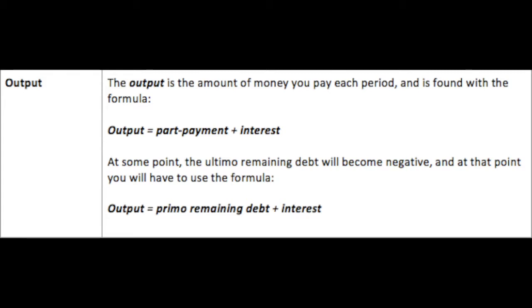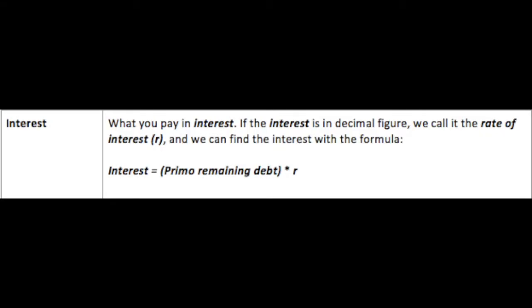At some point, the ultimate remaining debt will become negative, and at that point you will have to use the formula output equals primary remaining debt plus interest. Interest is what you pay in interest. If the interest is a decimal figure, then we call it the rate of interest and it is represented with R. And we can find that with the formula interest equals primary remaining debt times R.